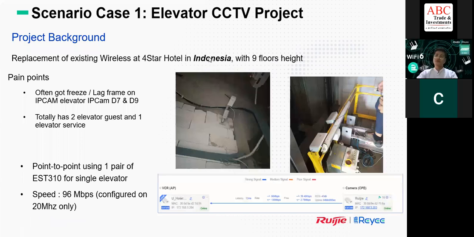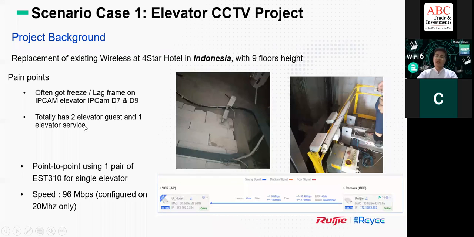Okay, here is a real scenario to prove our product for your confidence. This scenario is from Indonesia. One of the 4-star hotels in Indonesia had a problem with the elevator scenario. So what is their pain point? The pain point is they got frozen frames on the IB cam elevator, IB cam D7 and D9. They have 2 elevators in this scenario.